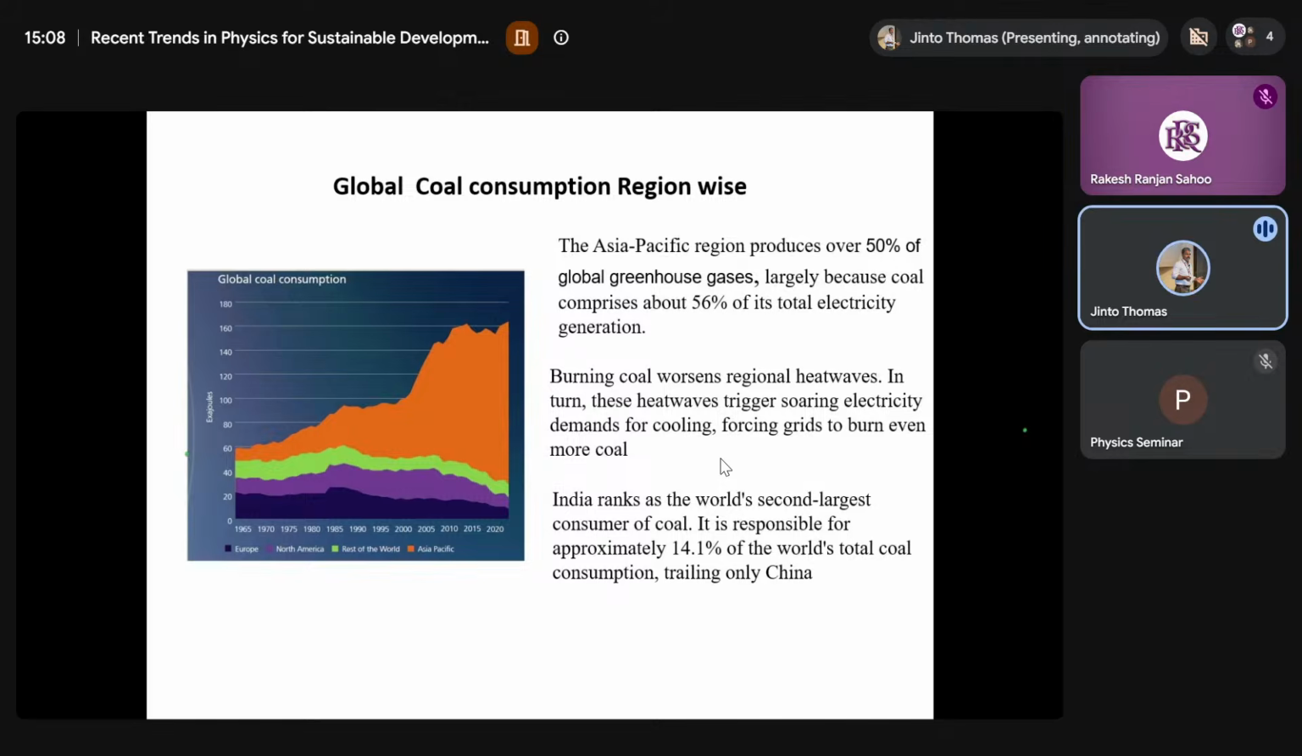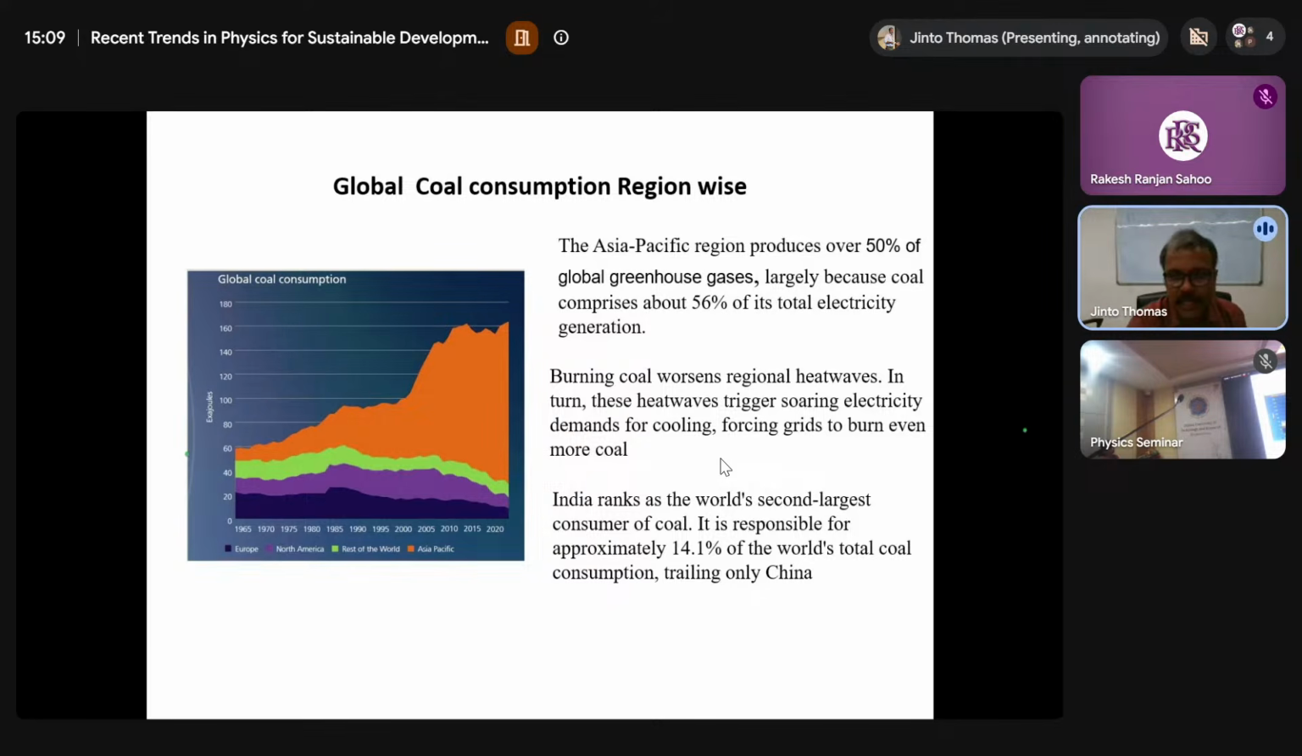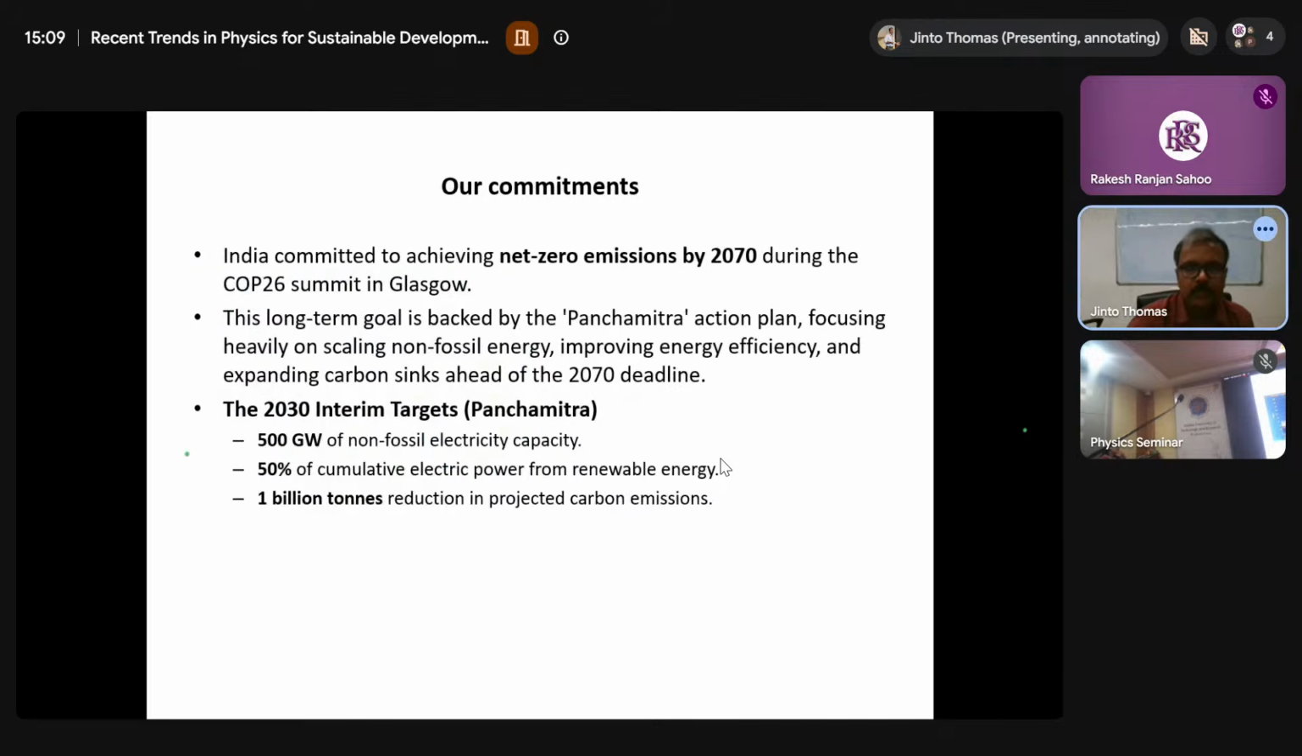Now the burning of coal actually worsens the regional heat wave. Then again, this heat wave triggers people to consume more electricity, and our electricity is coming largely from coal. That means that it is acting as a feedback and it will just keep on increasing. We are just behind China in the consumption of coal. That means that we, as a single nation, consume more than 14% of the coal which is consumed in the entire globe.